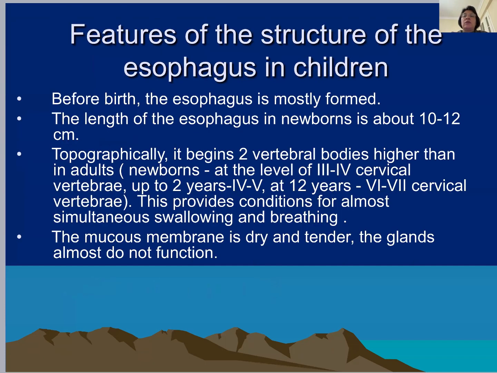Features of the esophagus in children. Before birth, esophagus is mostly formed. The length of esophagus in newborns is about 10-12 centimeters. Topographically, it begins 2 vertebral bodies higher than in adults, and this feature provides conditions for almost simultaneous swallowing and breathing. The mucous membrane is dry and tender. Glands almost do not function.